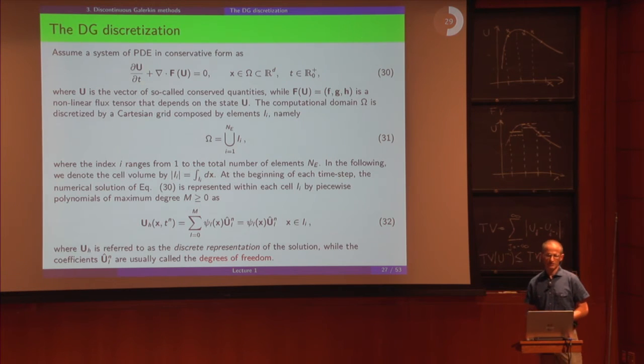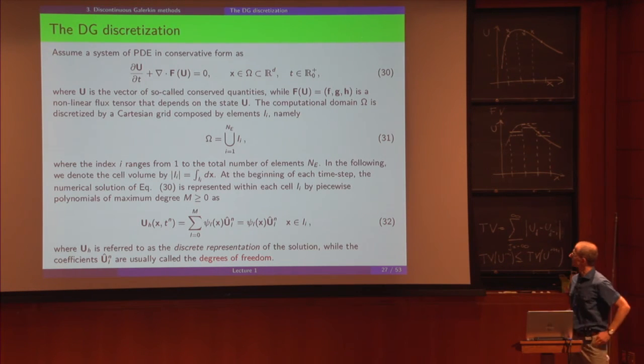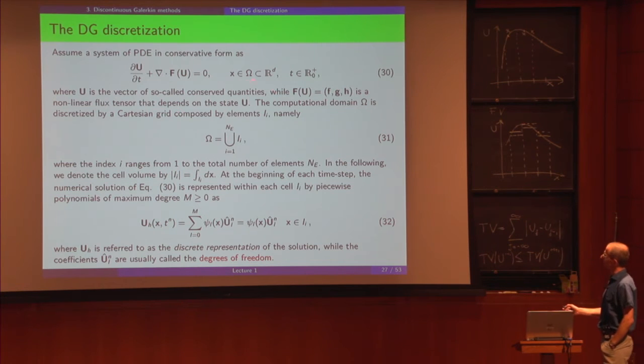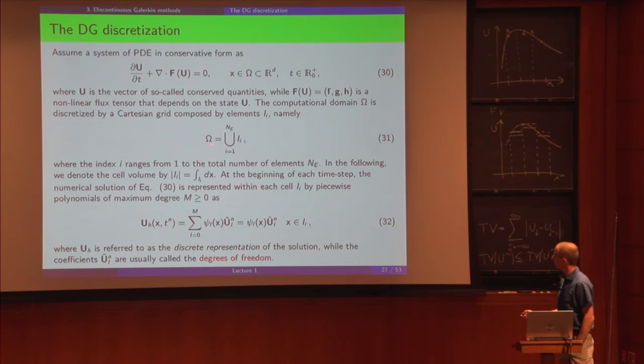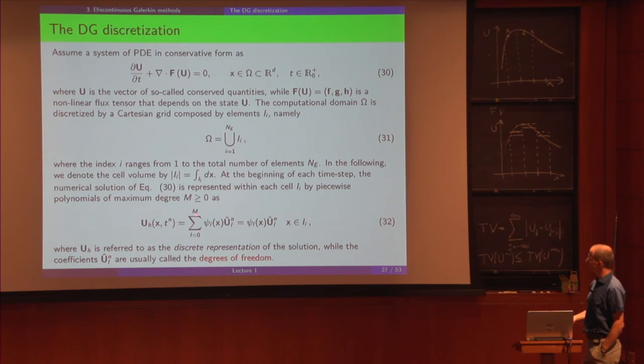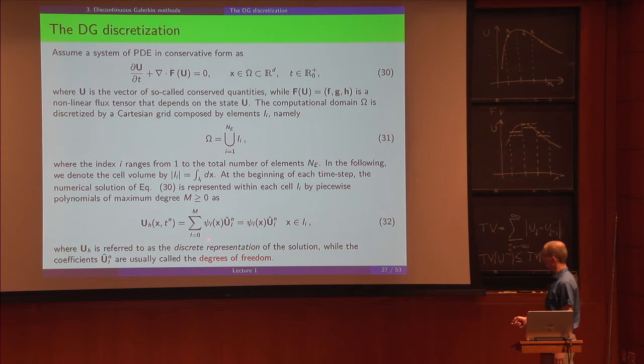Now we go into the DG discretization, the discontinuous Galerkin discretization. We have our starting PDE system in conservative form, as usual, with no sources for the moment. And we are in three-dimensional space in general. Now, as I already wrote at the very beginning, we expand the solution with respect to a given basis. This is a polynomial from 0 to m, right? Which are our degrees of freedom. All right.